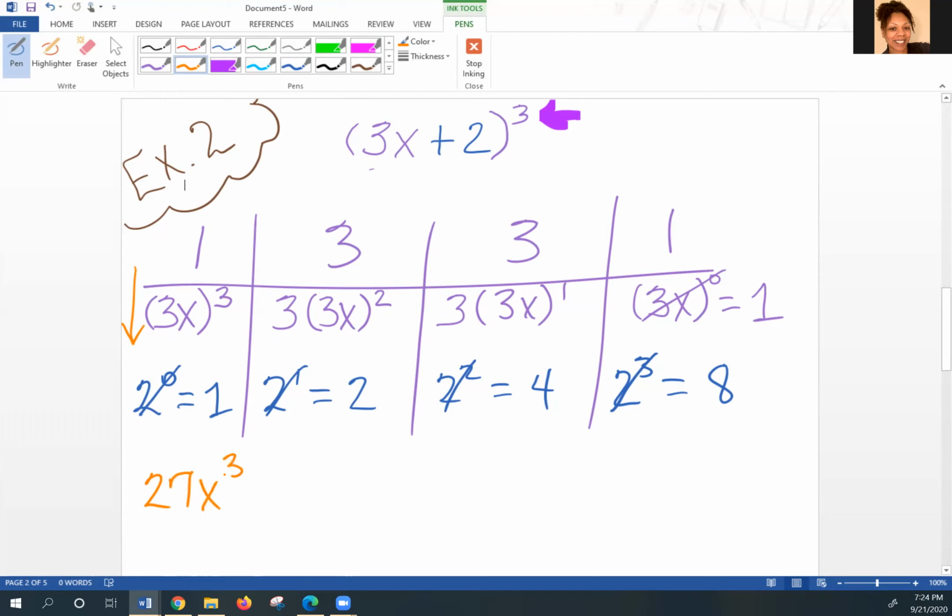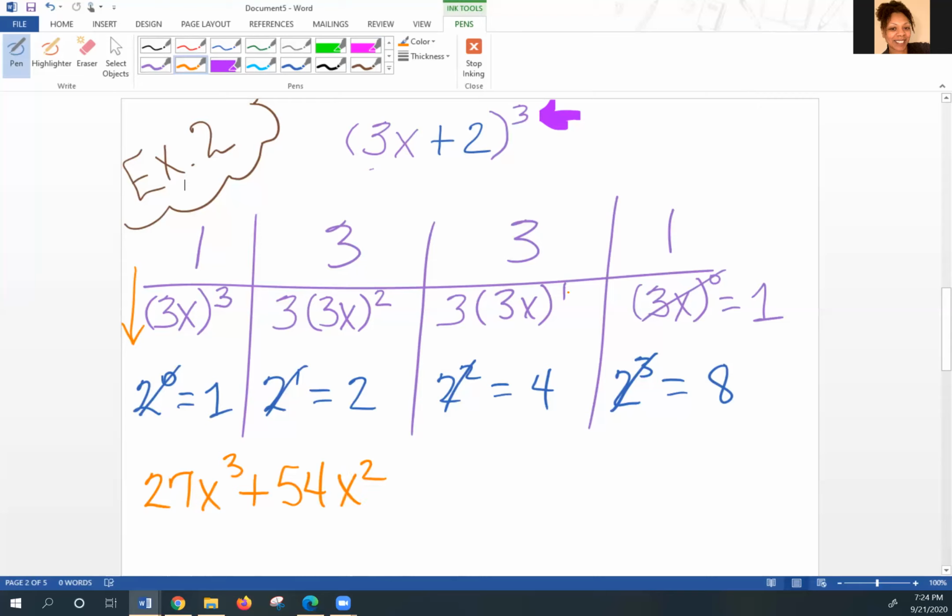The first term will always have this exponent. So x to the third power. And now 3 to the second power is 9. 9 times 3 is 27. 27 times 2, and this is a plus sign, so it's going to be a plus here, is 54x squared.